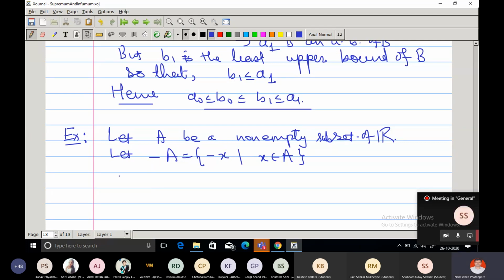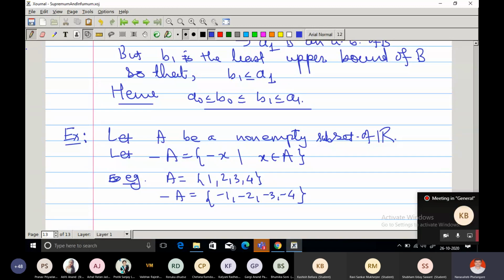So what is set A now? For example, to understand this, A is equal to 1, 2, 3, 4. Then what is minus A? Minus A is a set obtained from set A, that means elements from A, but we give a negative sign to each element. So what is minus A? -1, -2, -3, -4. Right. So by our definition, this is minus A.